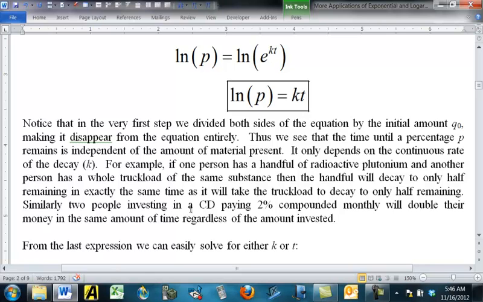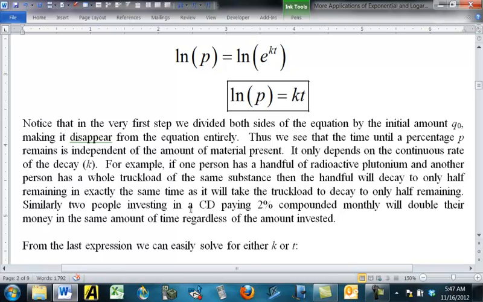Okay? Or let's take something that's growing. If you invest in a CD, let's say it's paying 2% compounded monthly. It's going to double in value in the same amount of time, regardless of whether you invest $10 or $10 million. It's still going to double in the same amount of time. Again, it doesn't depend on how much you start with. It depends only on that rate being the same.